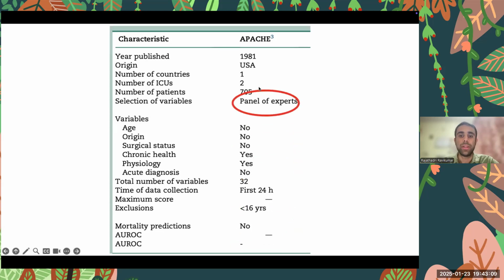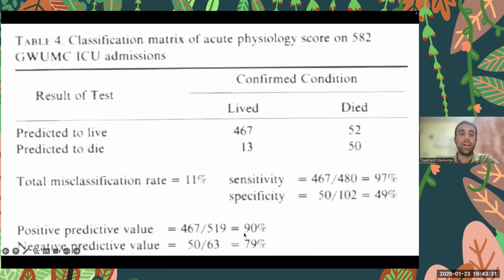How did they select the variables? A panel of experts, the authors of the paper, sat together and decided these are going to be the variables which the Apache score will consist of. And how many variables did they decide on? 32 variables. This is very important. They excluded patients less than 16 years, and the time of data collection was the first 24 hours. Very important. The sensitivity was 97% and positive predictive value 90% for this paper.